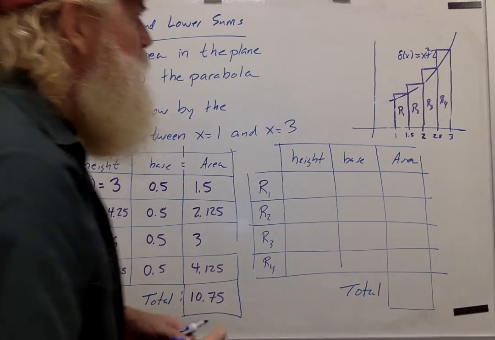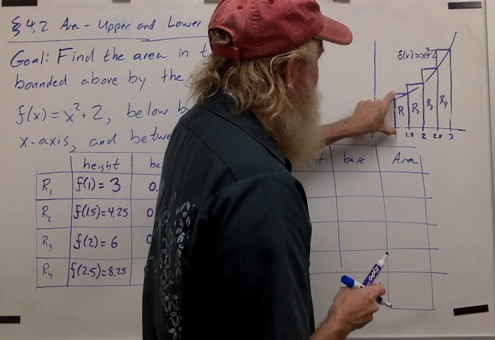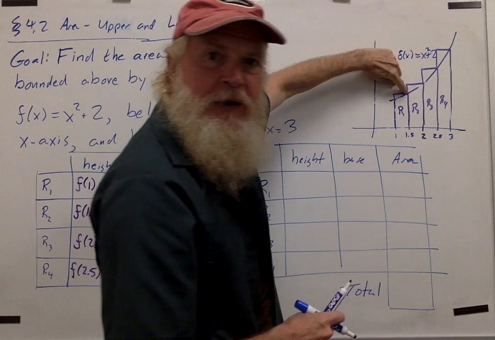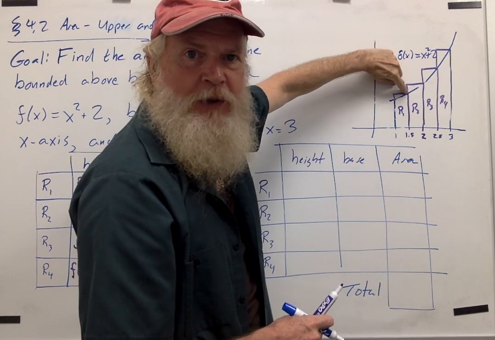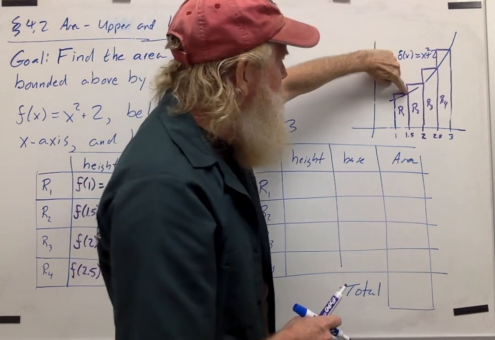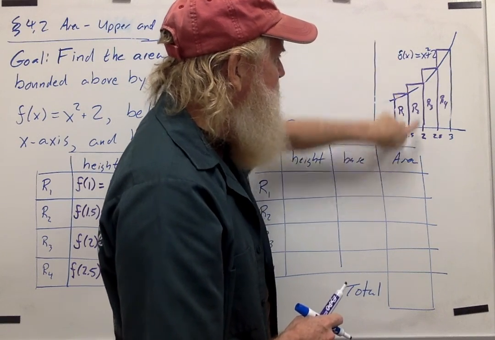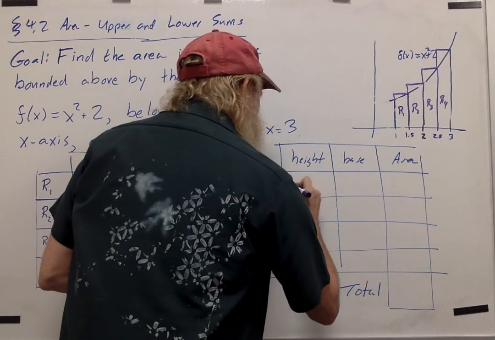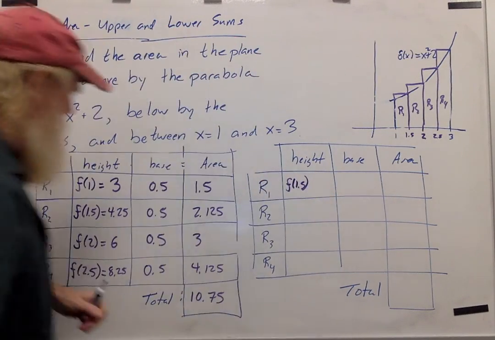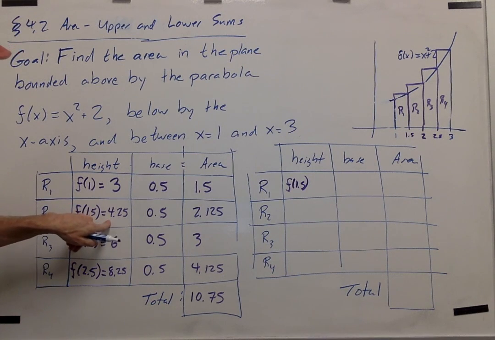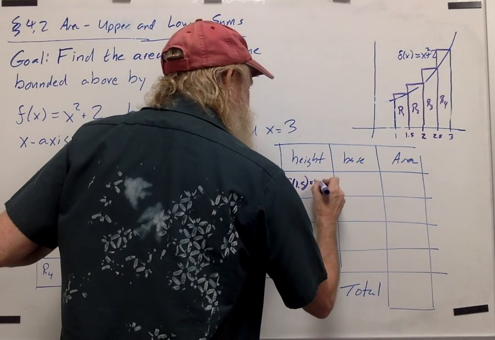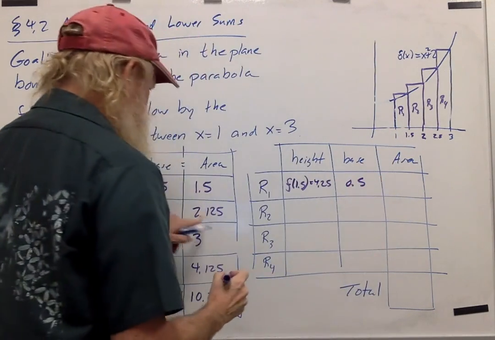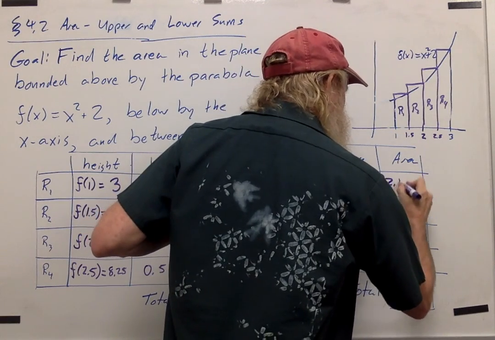Okay, so for rectangle 1, the height of this rectangle I can find by where the rectangle touches the curve, and notice that that's at the right endpoint rather than at the left endpoint. So to get the height of this rectangle, I'll have to substitute 1.5 into the function. Fortunately, we already calculated that over here. F of 1.5 was 4.25. The base is still 0.5, so the area is going to be 2.125.